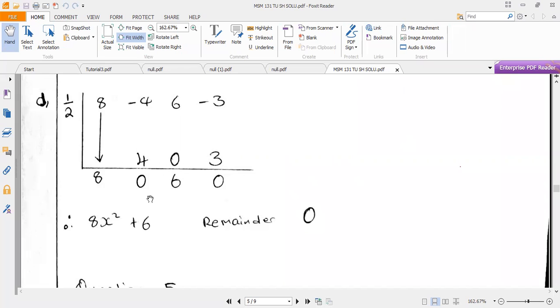So what will be our equation? Since the x coefficient is 0, we're going to have 8x squared plus 6, because this is 0, so we leave it out. Then the remainder is also 0. So you have 8x squared plus 6, remainder 0. Do we have any questions there?